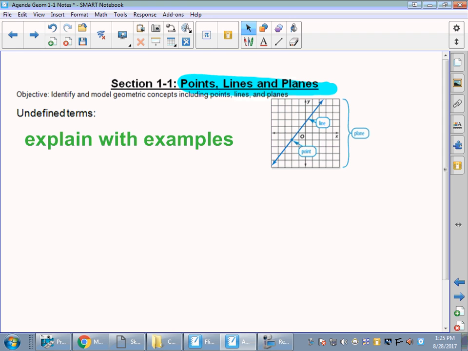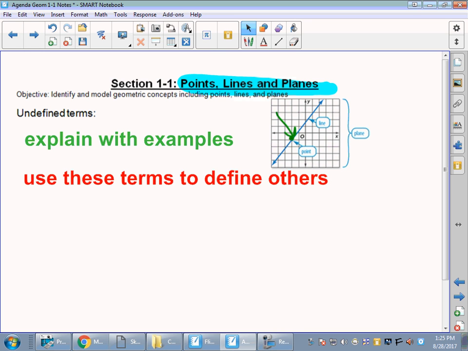So undefined terms, basically we have to explain with examples. If you look at our little diagram, we've got a point on that line. Whoa, my board's really off. Sorry about that. We've got a point on the line. So it's just a random spot, right? We could put a point anywhere. I've got a point F on the back wall, just to keep you on your toes.